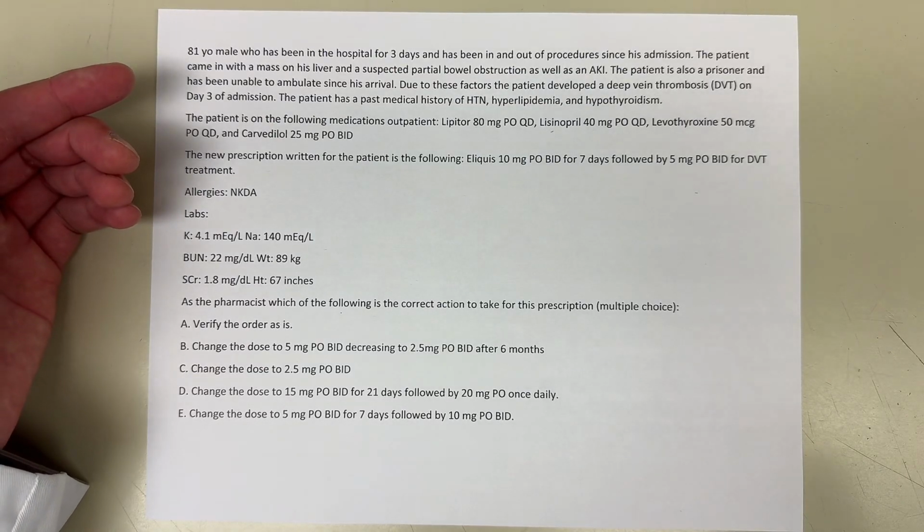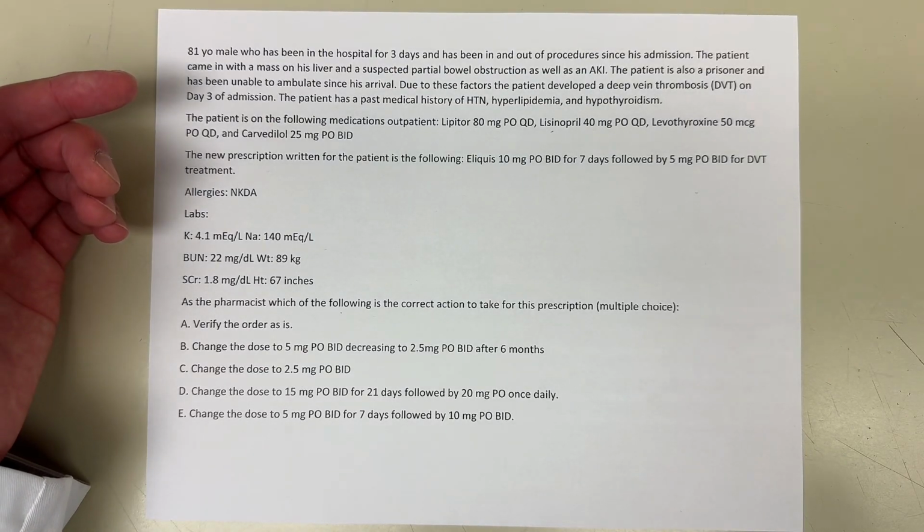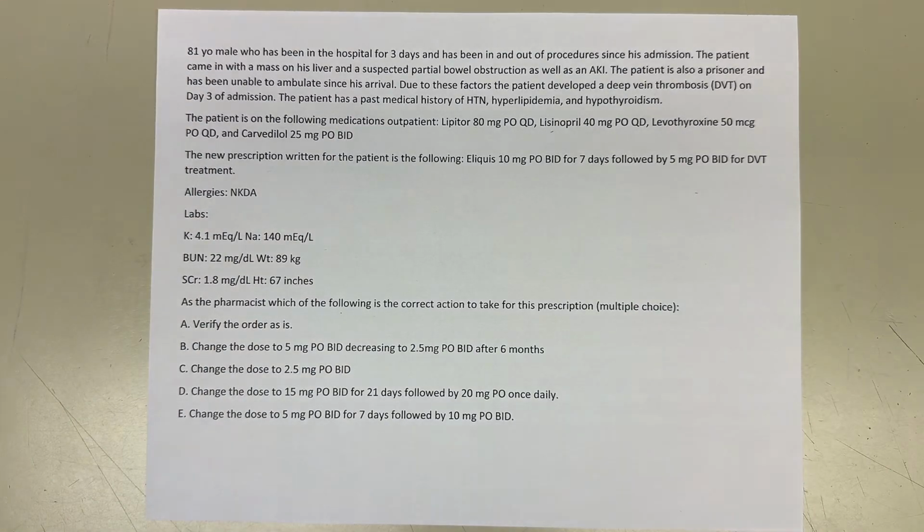81-year-old male who has been in the hospital for 3 days and has been in and out of procedures since his admission. The patient came in with a mass on his liver and a suspected partial bowel obstruction as well as an acute kidney injury. The patient is also a prisoner and has been unable to ambulate since his arrival. Due to these factors, the patient developed a deep vein thrombosis, DVT, on day 3 of admission.